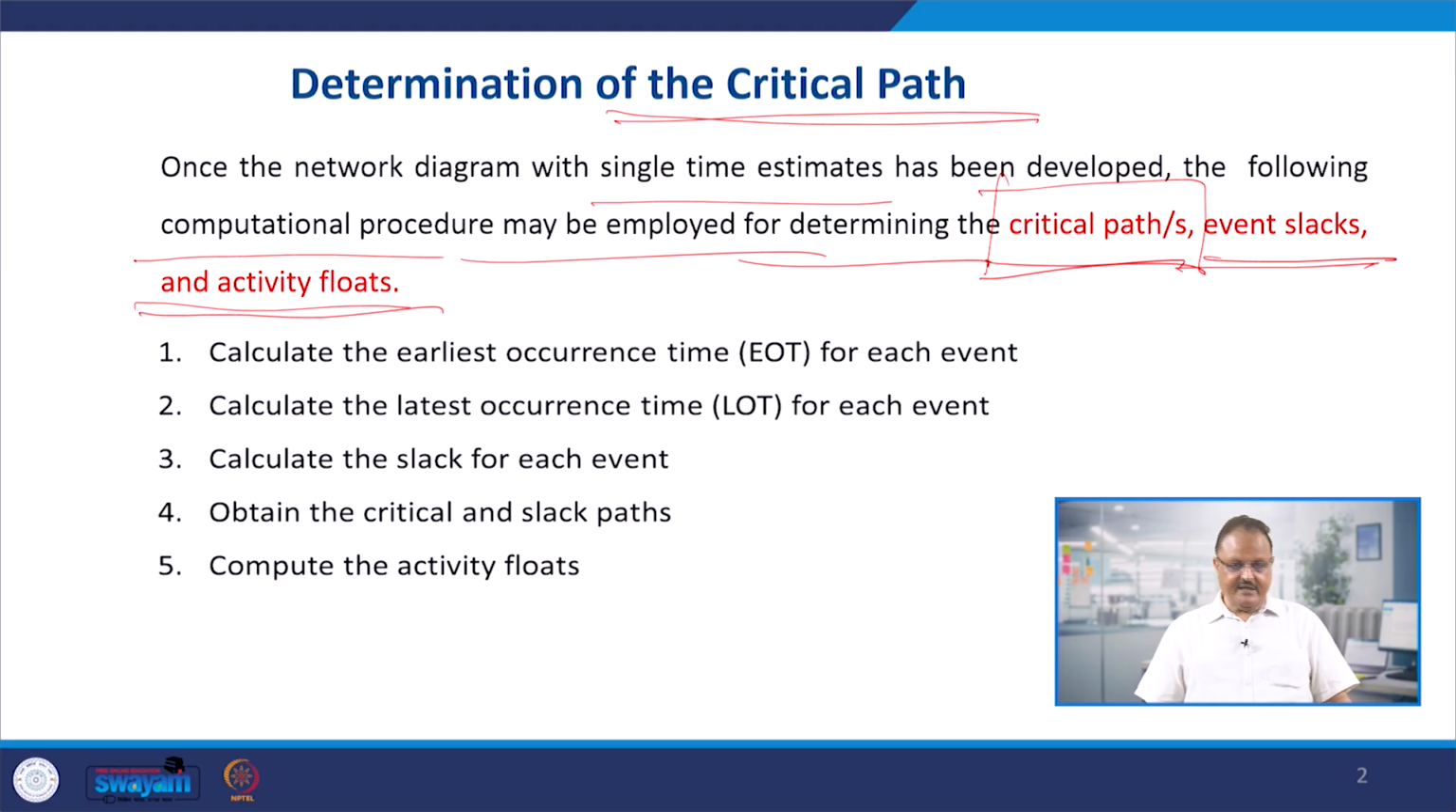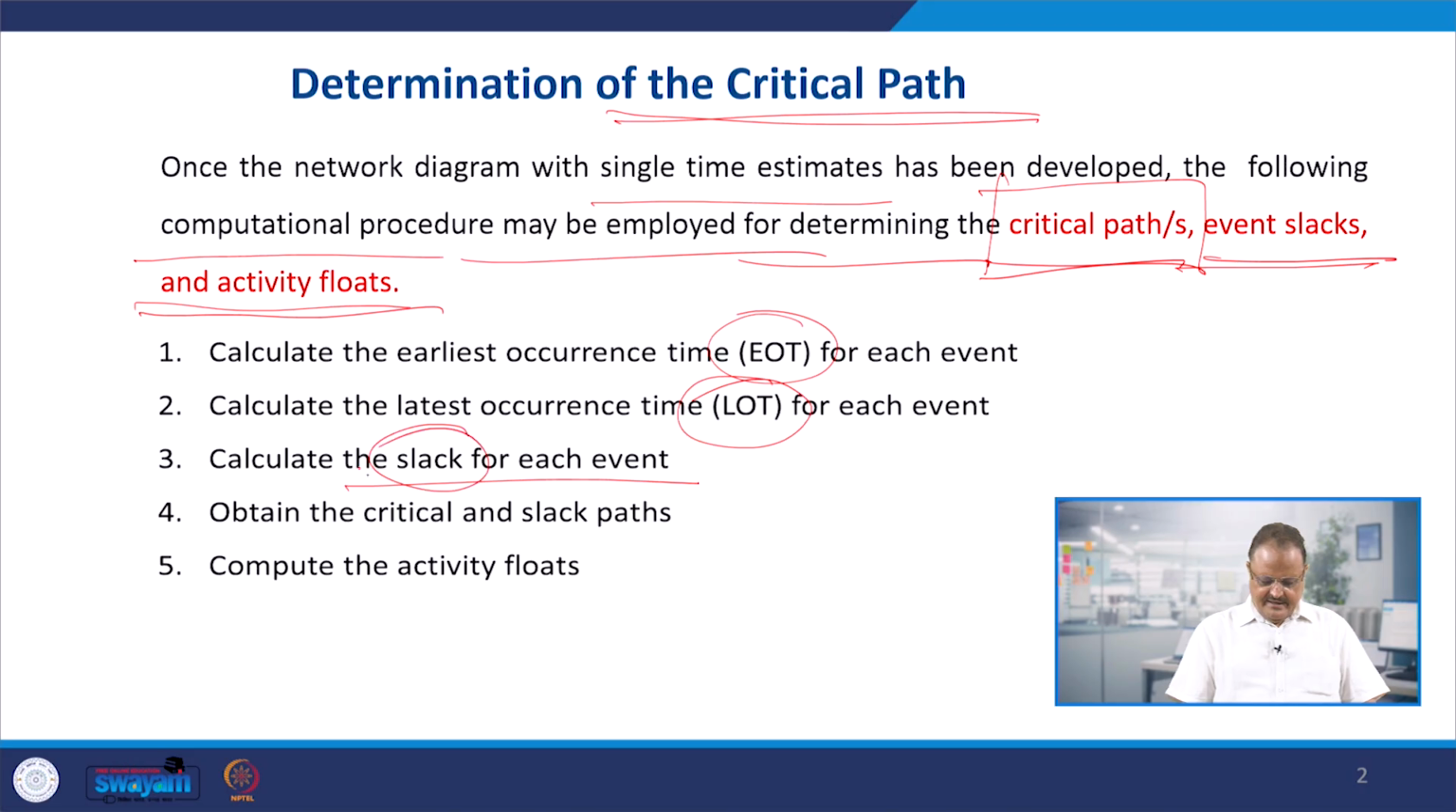The procedure involved has different steps. First, calculate the earliest occurrence time, EOT, for each event. That's an important consideration. Then calculate the latest occurrence time for each event. That is the second requirement. Next, calculate the slack for each event. What is a slack? I will discuss with you in the subsequent slides. Then obtain the critical and the slack paths.